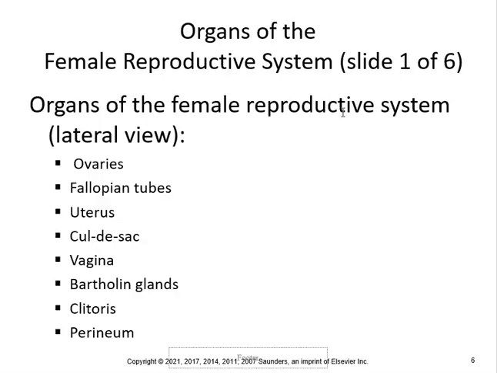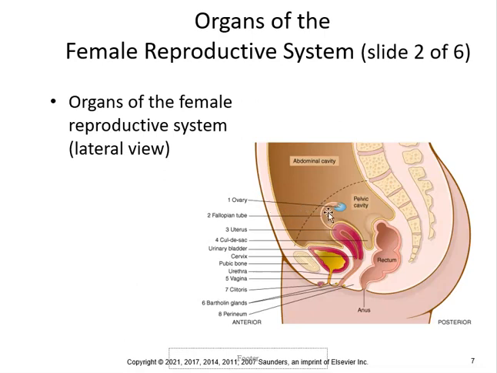Now, organs of the female reproductive system: you have the ovaries, the fallopian tubes, the uterus, the cul-de-sac, the vagina, the Bartholin glands, the clitoris, and the perineum. So if you look at this, here's number one, the ovary. You have two of those. There's the fallopian tube. Now remember, there's no real direct connection between the ovary and the fimbria. So every once in a while, eggs can get lost in the peritoneal or pelvic cavity.